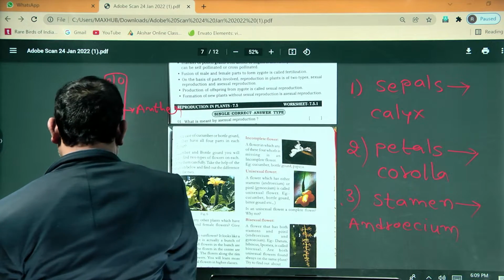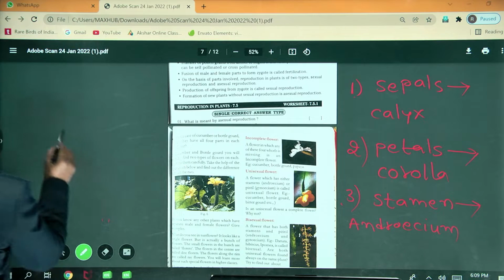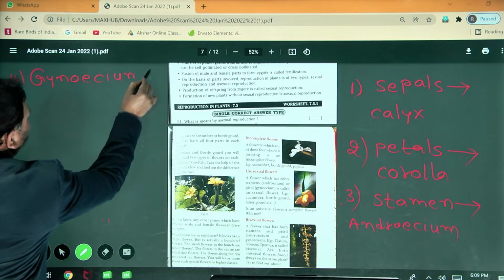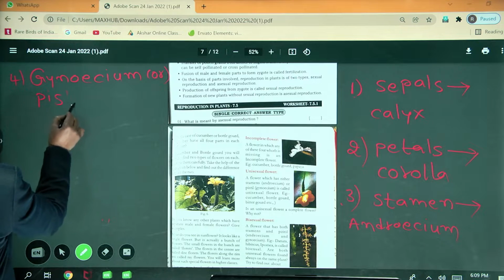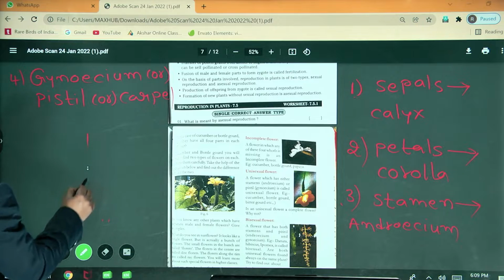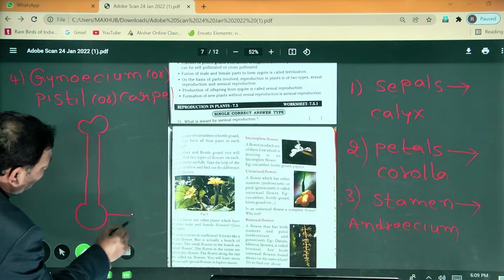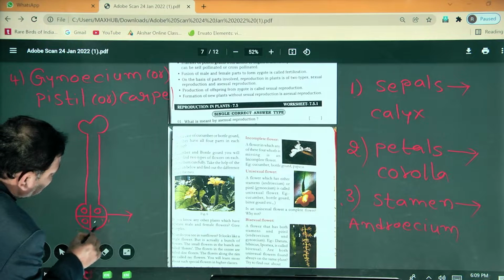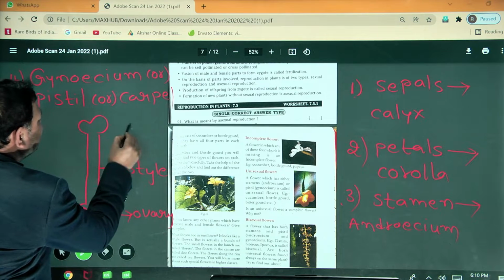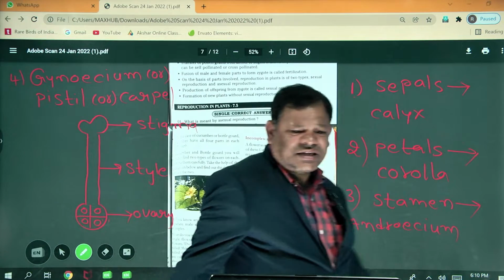Next, the fourth row is known as the gynoecium. This gynoecium is also known as the pistil. This pistil is also known as the carpel. The gynoecium is the female reproductive part. In this gynoecium, three important parts are present. This is called the ovary. This is called the style. This is called the stigma.